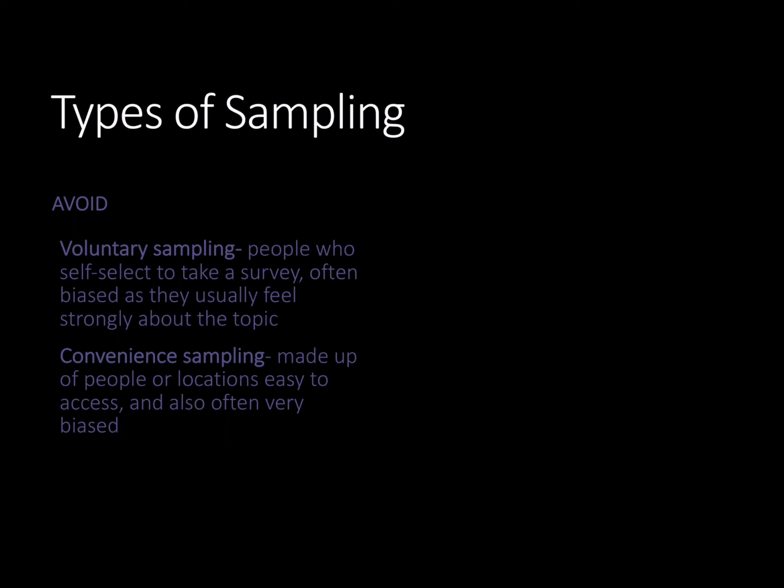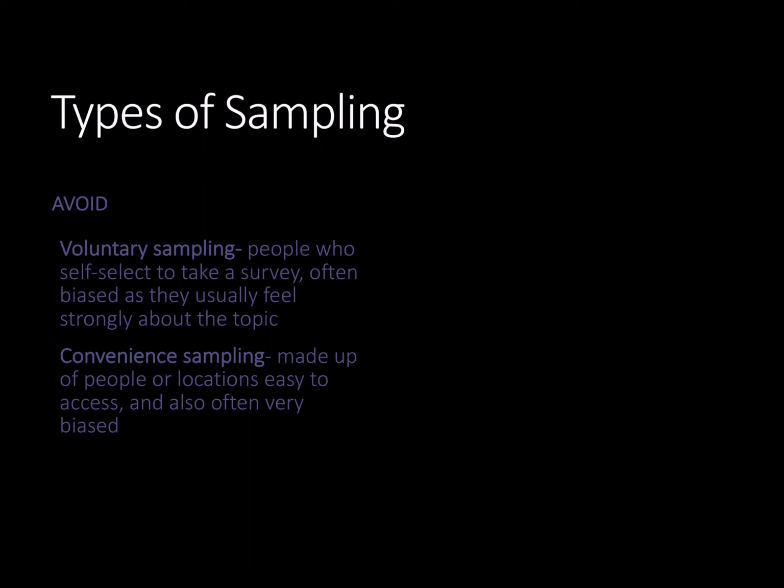First, we're going to talk about the types to avoid. First is voluntary sampling. Voluntary sampling is when people decide that they're going to take a survey. So maybe you go stand on a sidewalk and you ask a bunch of people to take a survey about what they think about different environmental reforms going on. Well, more than likely, people who have a really strong opinion for or against those reforms will actually stop and will take the survey. People who don't really care that much are much less likely to stop.